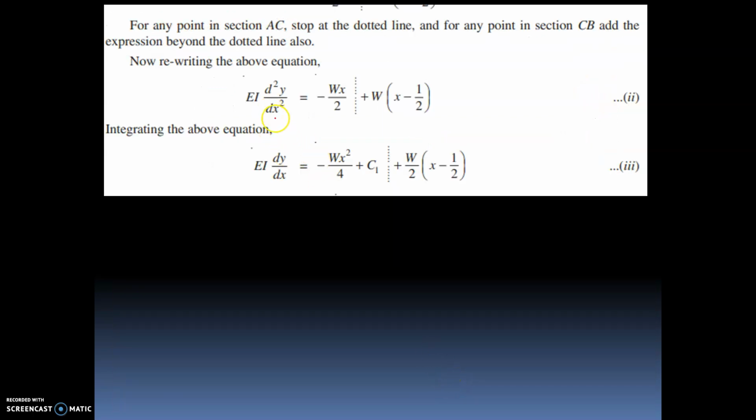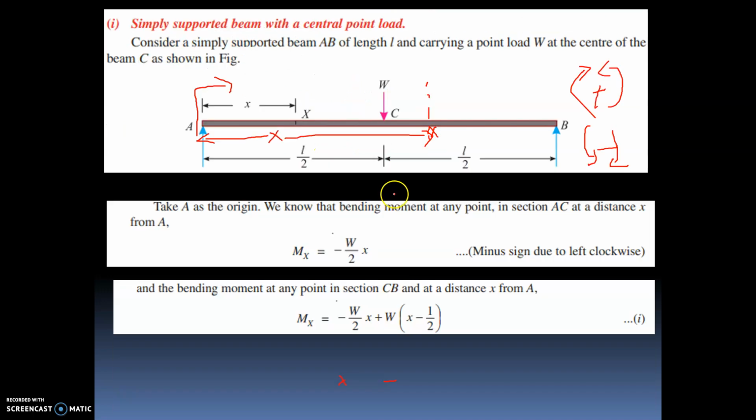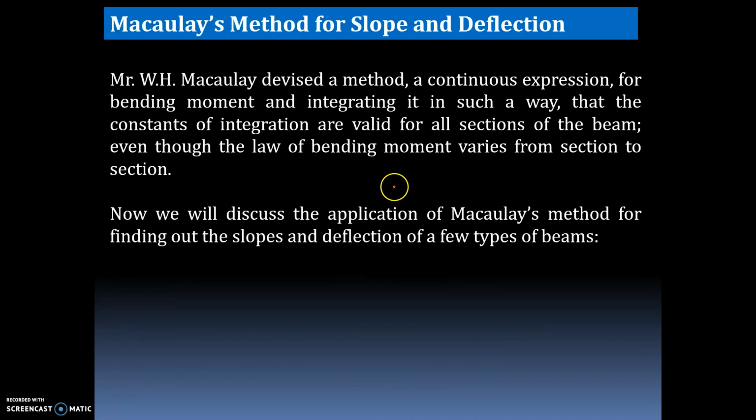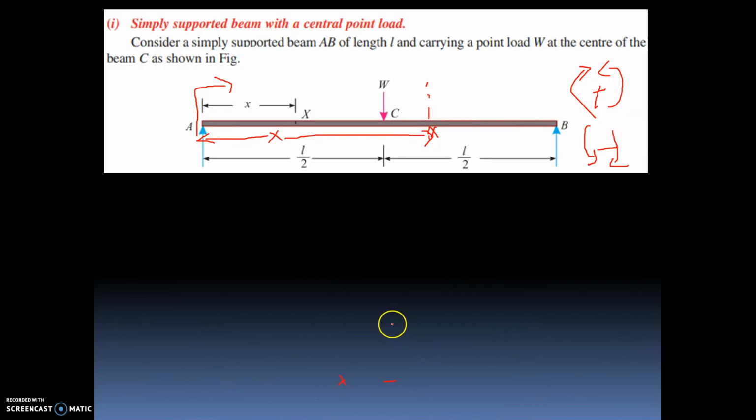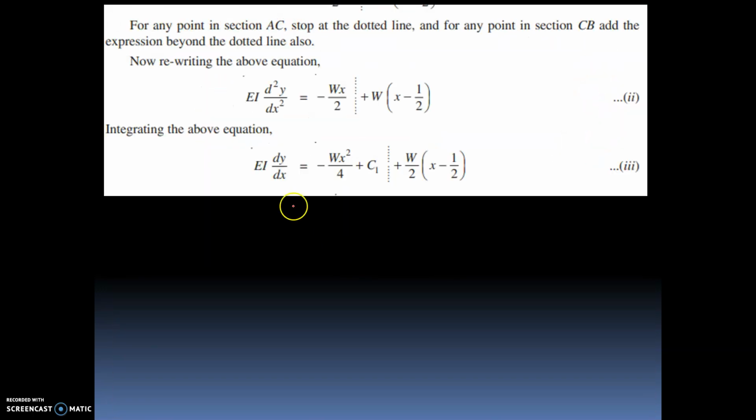Now, I have told you first the bending equation, the deflection equation. What is that? M is equal to EI into d square y by dx square. So that you have to substitute here. So Mx is equal to EI into d square y by dx square, which is equal to minus w by 2 x plus w into x minus L by 2. Then integrate the above equation.